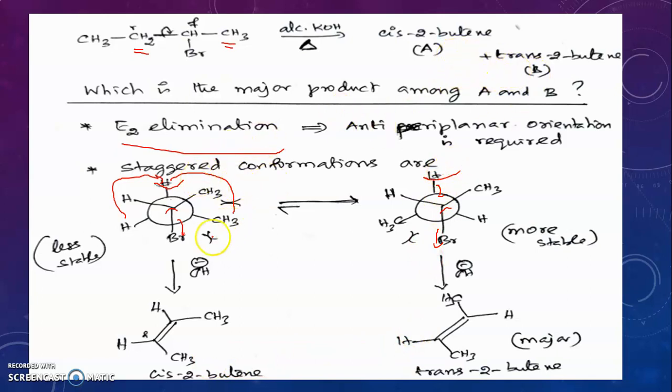See, the amount of product depends upon the stability of the conformation. See, in this staggered conformation, the two methyl groups are adjacent and bromine and methyl are also adjacent. So, they are in gauche conformation, so gauche interaction will be there. So, here we have methyl-methyl gauche interaction, here we have methyl-bromine gauche interaction. Because of this, this conformation is less stable.